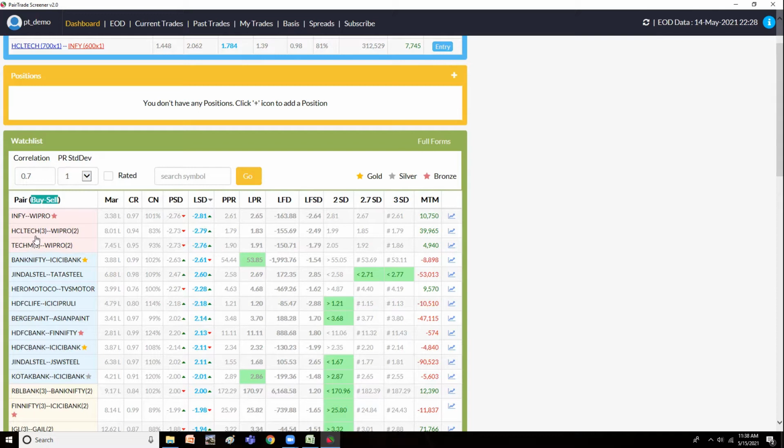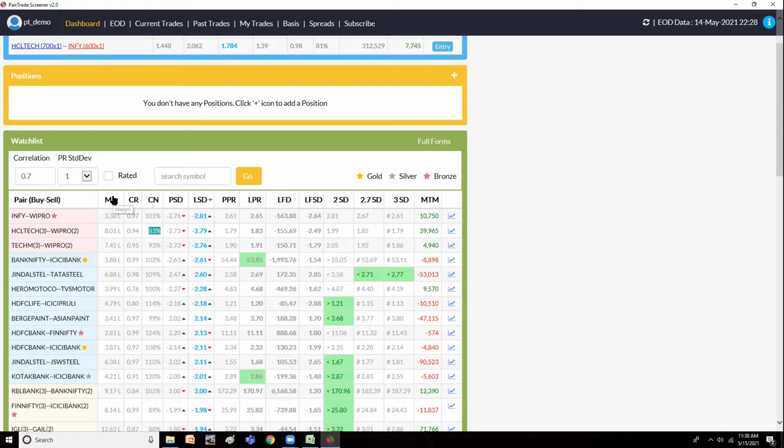Here in this case, HCL Tech 3 means we need to buy 3 lots of HCL Tech and sell 2 lots of Wipro. Because when calculating the cash neutrality, it is not in this 75 to 125 range. So to bring that into our range, we need to add some lots. After considering the 3:2, we get the cash neutrality as 83%, which is okay.